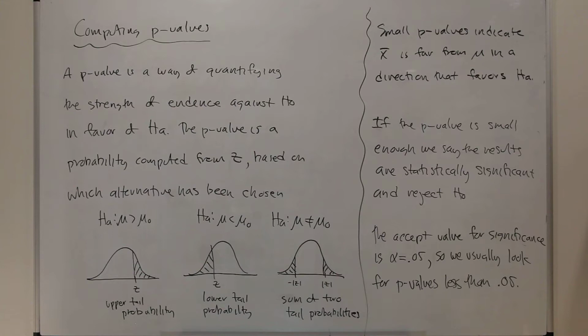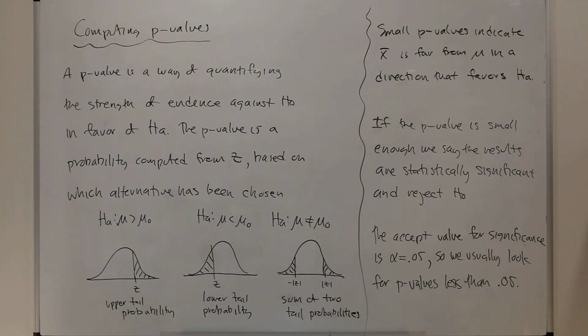So we're up to this idea of a p-value. The p-value is a way to unify our approach. It'll talk about strength of evidence, and strength of evidence in the direction that we care about based on the alternative. A p-value is a way of quantifying the strength of evidence against the null hypothesis in favor of HA.